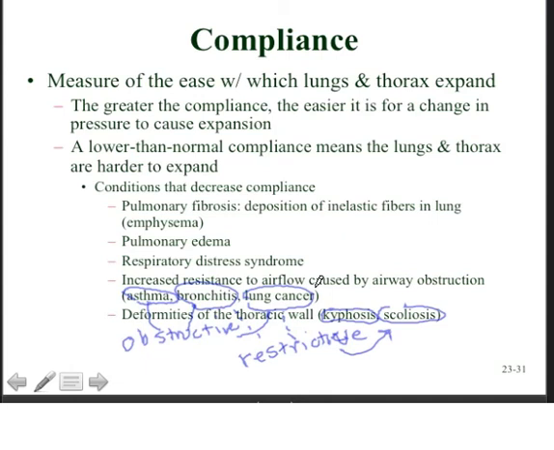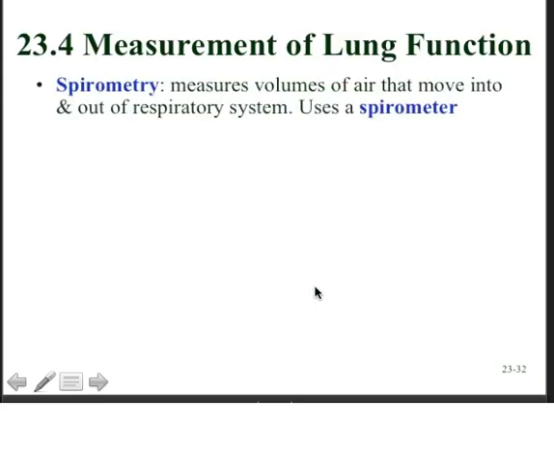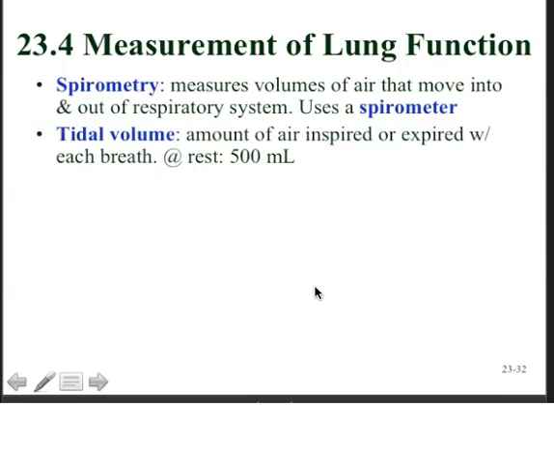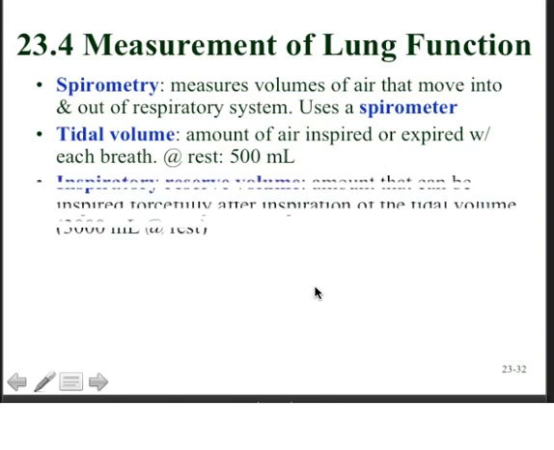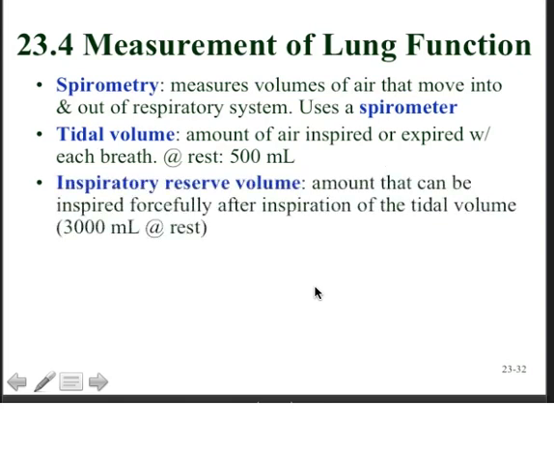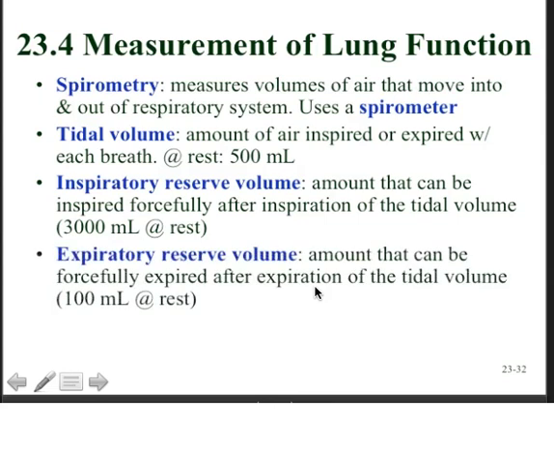So, obstructive and restrictive. Spirometry just measures the volumes of air that move into and out of the respiratory system. The spirometer is the device used. You'll use one in lab, and we'll take some different respiratory volumes to assess your ventilation efficiency. Your tidal volume is the amount of air inspired or expired with each breath. At rest, that's about half a liter. Your inspiratory reserve is the amount that can be inspired forcefully after inspiration of the tidal volume. It's about 3 liters at rest.